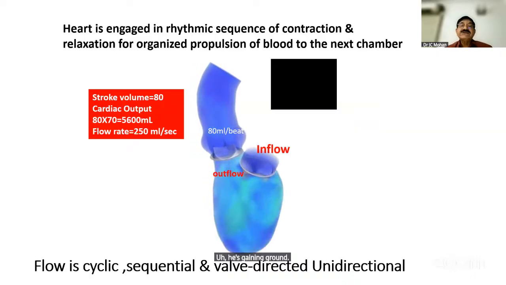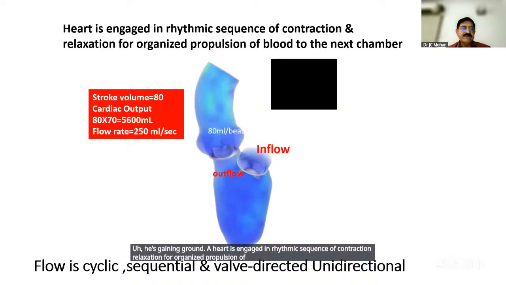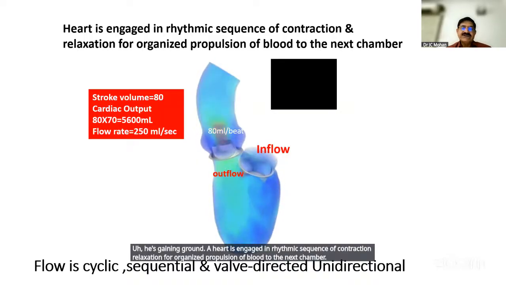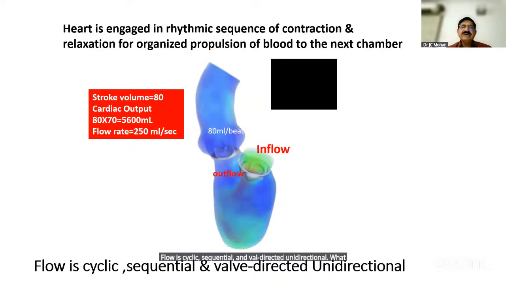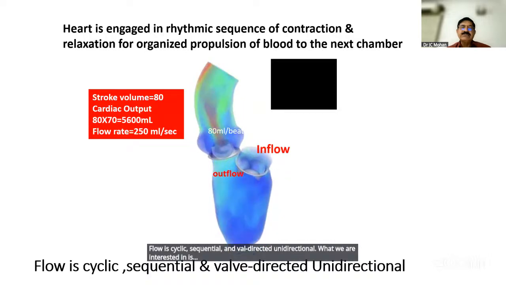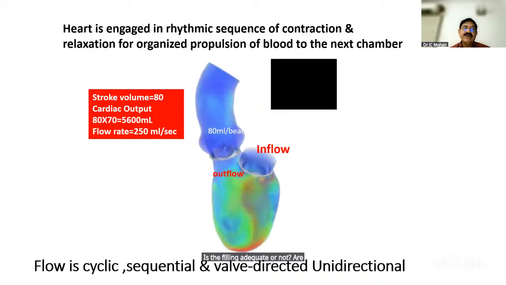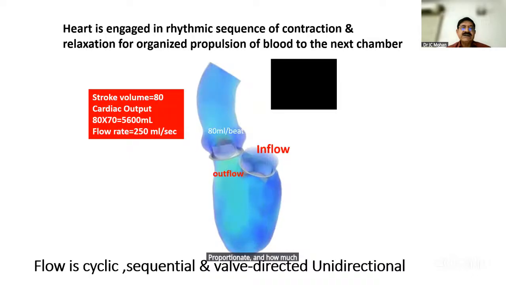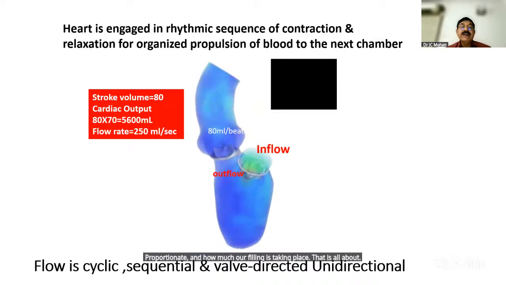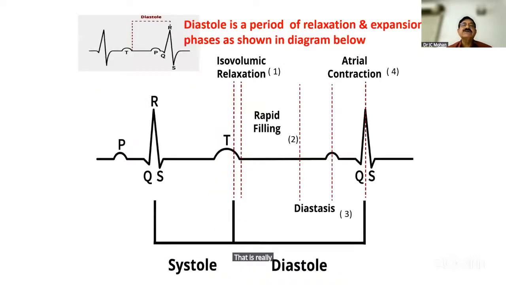The heart is engaged in a rhythmic sequence of contraction and relaxation for organized propulsion of blood to the next chamber. Flow is cyclic, sequential, and valve-directed, unidirectional. What we are interested in is how filling is taking place. Is the filling adequate or not? Are the phases of filling proportionate? And how much filling is taking place? That is all about diastole, and at what cost of energy filling is taking place. That is really studying the diastolic function.